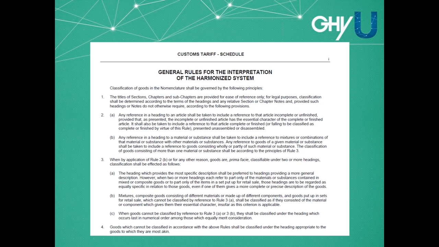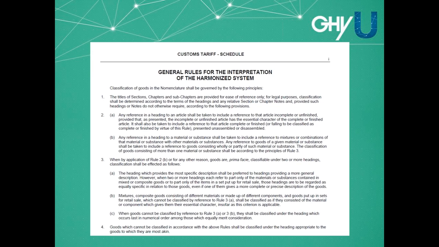So rule number 1 talks about titles of sections, chapters, and subchapters. They are provided for ease of reference only. For legal purposes, classification shall be determined according to the terms of the headings and any relative section or chapter notes, and provided such headings or notes do not otherwise require, according to the following provisions. Now, you and I are not lawyers, so what does exactly that mean?